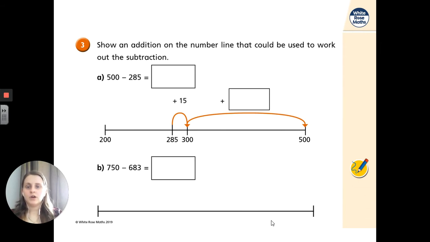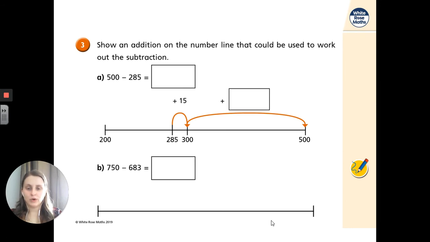Okay, number 3. Show an addition on the number line that could be used to work out the subtraction 500 take away 285. So you've got the beginning of this here. So if I start at 285 and I add 15, I get to 300. So what would I need to add then to get from 300 to 500? And then from that you can work out your answer.